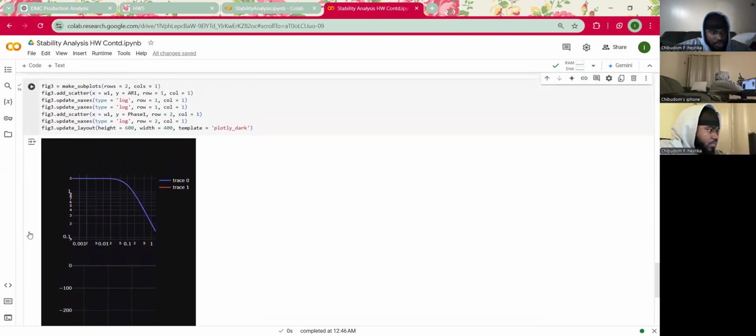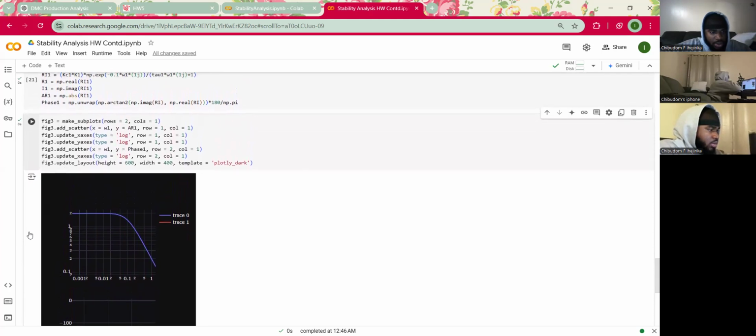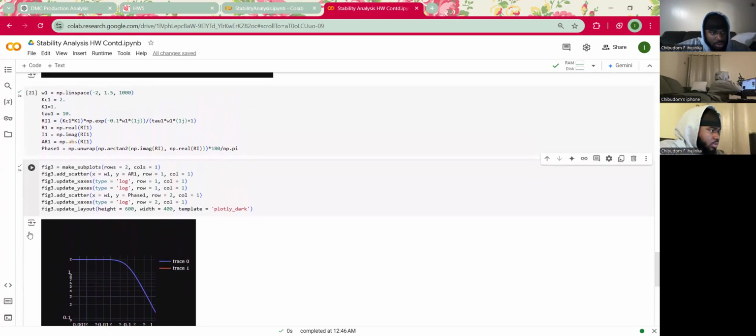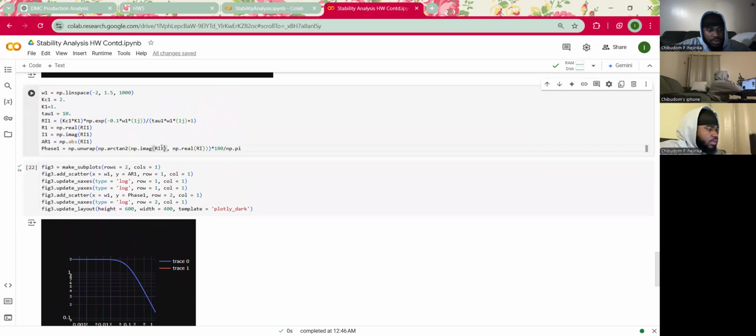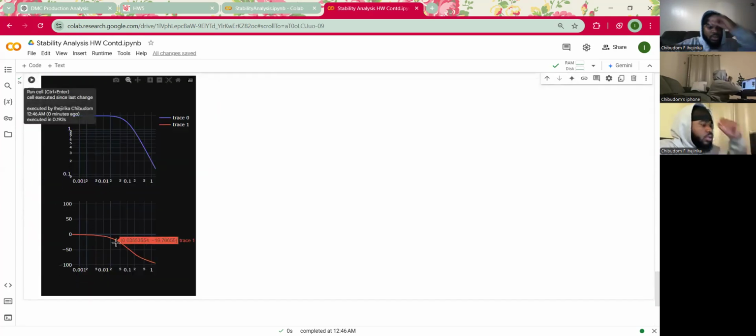Okay, so we have the amplitude ratio. Now we need to get the phase. Let's see what's wrong with the phase. All right. And like that, we have our graphs.